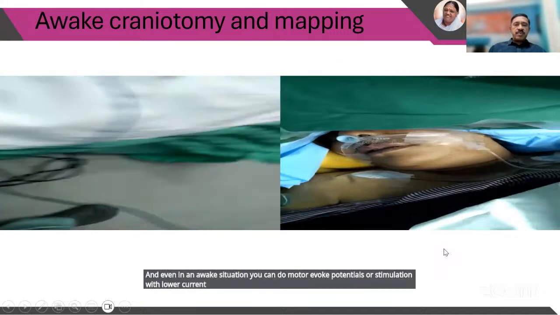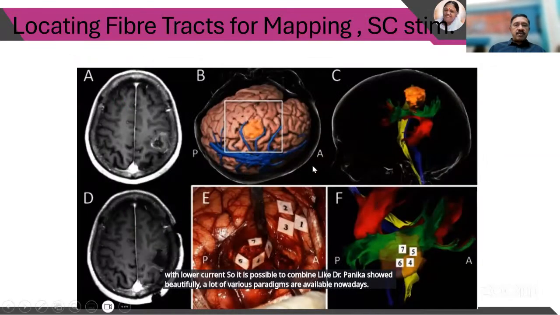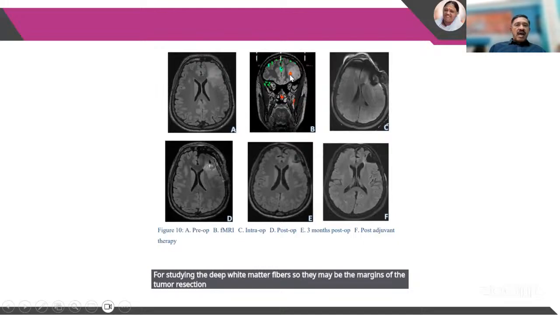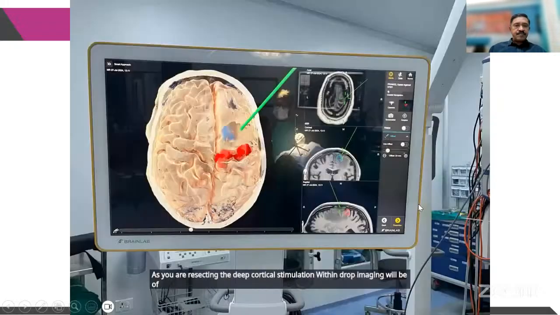So it is possible to combine, like Dr. Panikkar showed beautifully, a lot of various paradigms are available nowadays for studying the deep white matter fibers. So they may be the margins of the tumor resection, or as here you can see, sometimes the functional MRI shows that the speech area is displaced down. So it becomes very essential for you to map as you are resecting with deep cortical stimulation. Intraop imaging will be of more use in these cases.